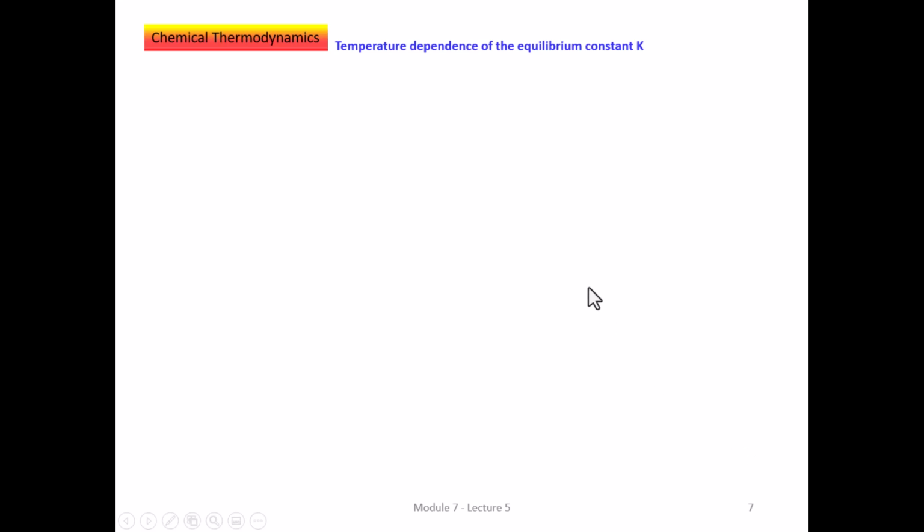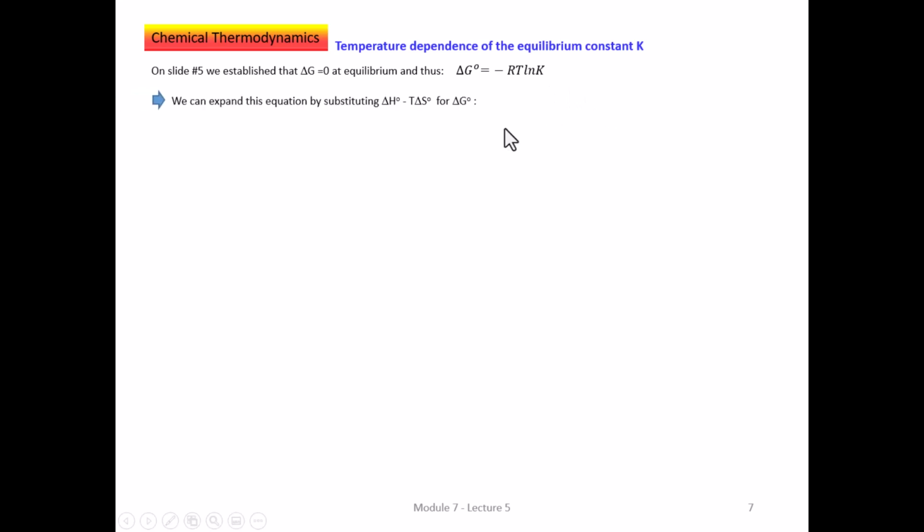So let's begin part 2 of this lecture by looking at the temperature dependence of the equilibrium constant. If you recall from a previous slide in part 1, we established that at equilibrium, deltaG equals 0, and thus the standard deltaG can be equated to minus RT ln of K, where K is the equilibrium constant. We can expand this equation by substituting deltaH minus T delta S for deltaG in this equation here, and that's all I've done between starting here and here.